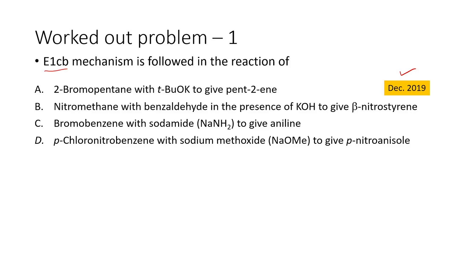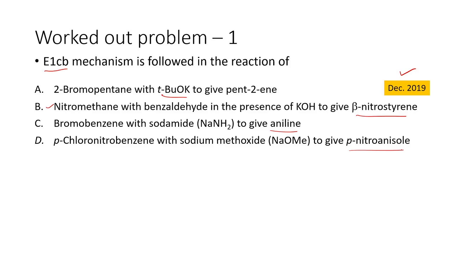The first one is 2-bromopentane with potassium tertiary butoxide to give pent-2-ene. The second one is nitromethane with benzaldehyde in the presence of KOH to give beta-nitrostyrene. The third one is bromobenzene with sodamide to give aniline, and the last option is para-chloronitrobenzene with sodium methoxide to give para-nitroanisole.